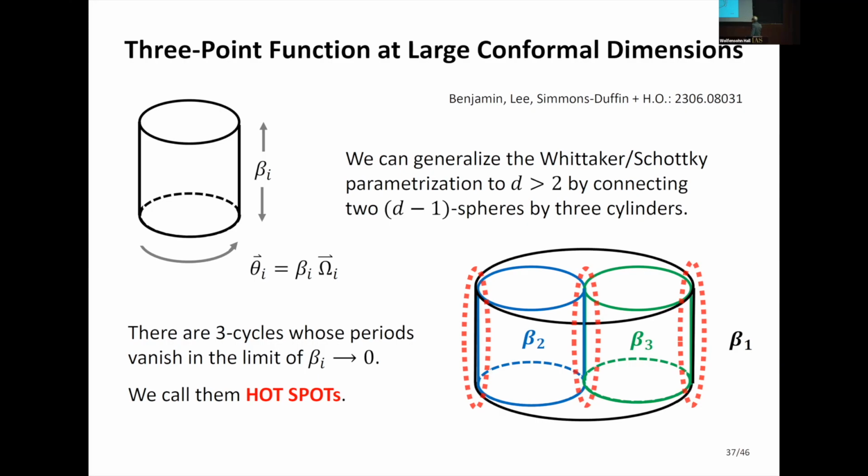And we are interested in evaluating the limit of this partition function. We put the conformal field theory on this geometry and consider the limit when these betas, the lengths of the cylinders, become shorter and shorter. And then you see that in this limit, there are actually 3 points on this geometry where the period of the circle becomes short. And we call them hotspots. And we assumed that the leading contribution to the high temperature behavior of this partition function comes from these hotspots.